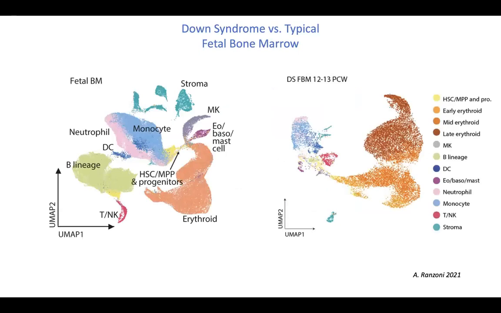Here's an example of a study from 2021 where the authors used single-cell RNA sequencing to categorize the blood cell type populations in both typical and Down syndrome fetal bone marrow. They identified a number of lesser-known blood progenitor cell intermediates and showed a disruption in the erythroid and myeloid cell lineages in Down syndrome bone marrow. These findings are consistent with the blood malignancies we see in children with Down syndrome.